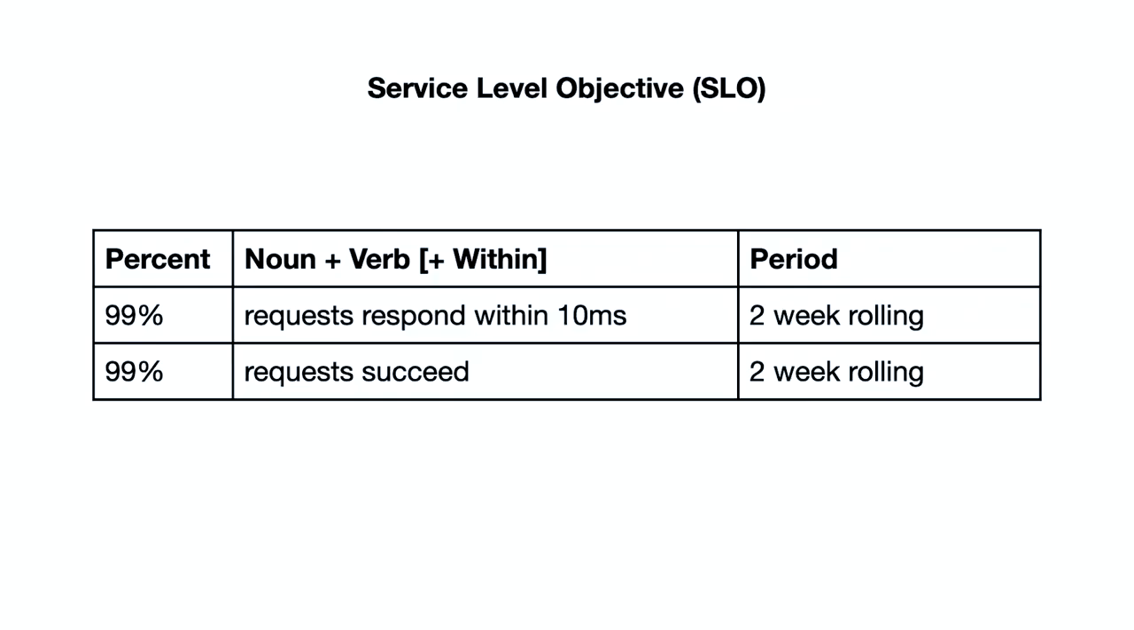First, a quick overview of what a service level objective is. Title, Service Level Objective, SLO. Table with 3 columns labeled %, noun plus verb, plus within in brackets, period. 2 rows reading, 99%, requests respond within 10 ms, 2-week rolling, 99%, requests succeed, 2-week rolling. A service level objective consists of 3 parts: the %, the noun and verb with an optional within clause, and a period.